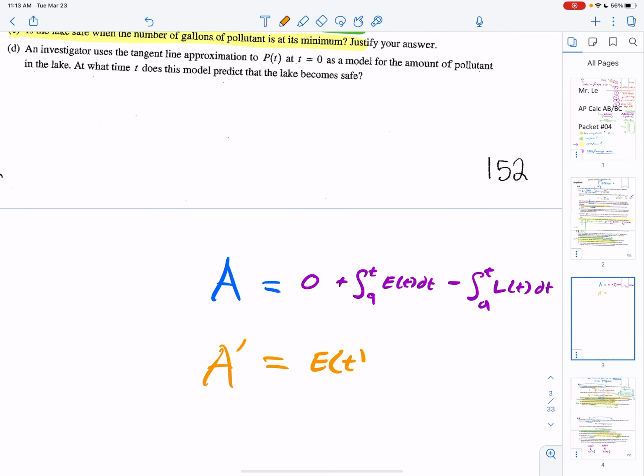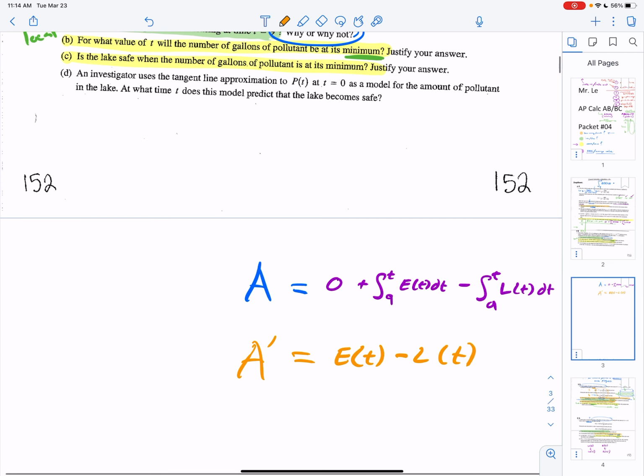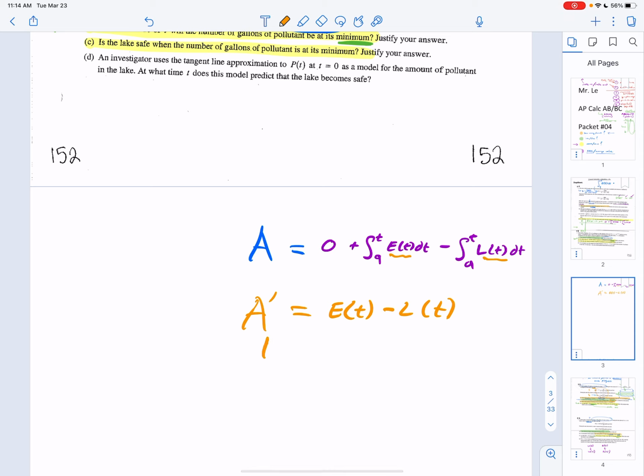is just the stuff on the inside. And the derivative of the second integral is just the stuff on the inside there. When you take the derivative of an integral, or if you take the integral of a derivative, they cancel out. And you're just left with the stuff on the inside. Okay? We take the derivative, we set it equal to 0 to find our critical numbers.